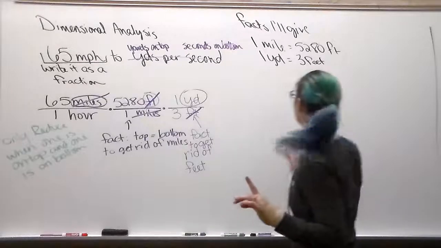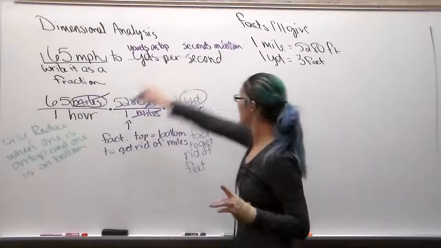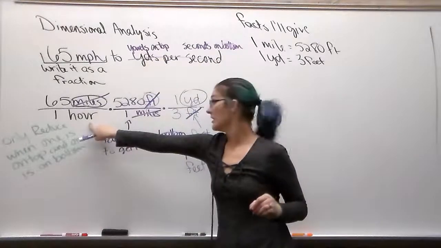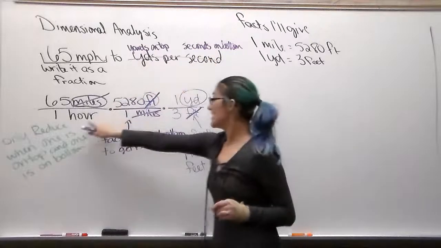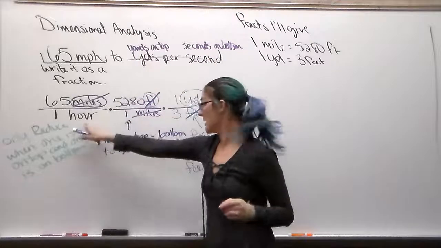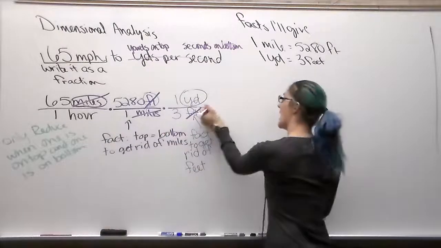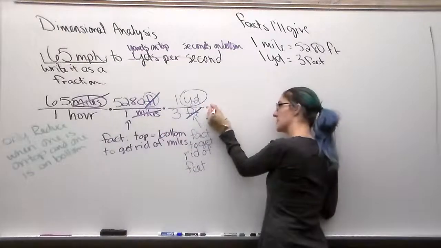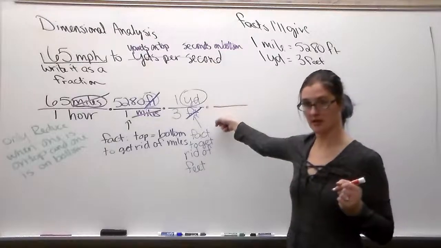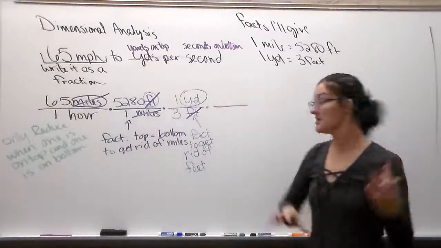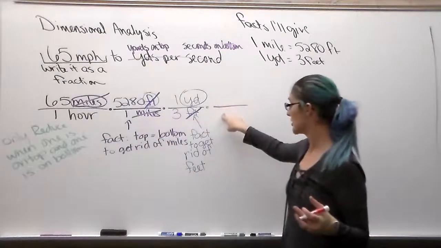So then, I want to somehow get rid of hours. So I need seconds on bottom. I currently have hours way back here on bottom. So what I'm going to do, I'm going to use red. I'm going to continue multiplying by a fraction. Don't worry about when to multiply, when to divide. Always multiply by a fraction.